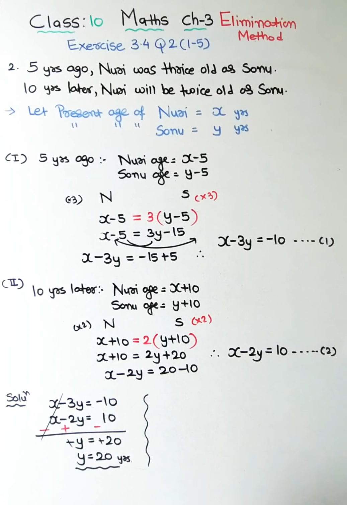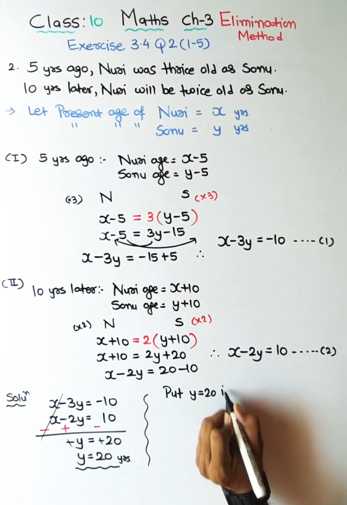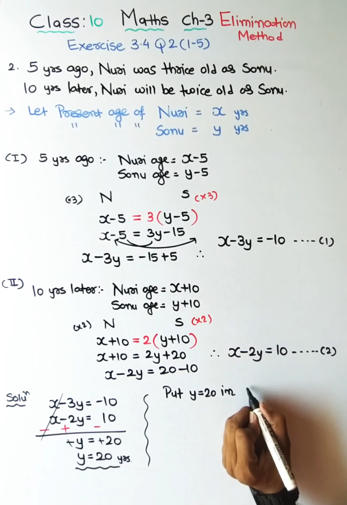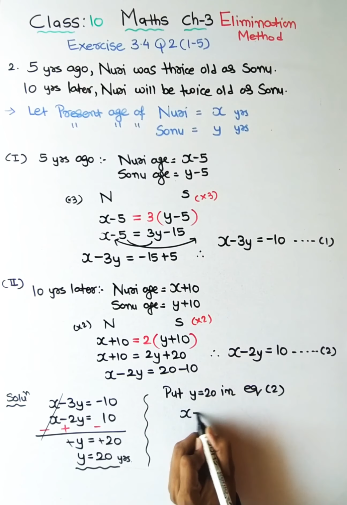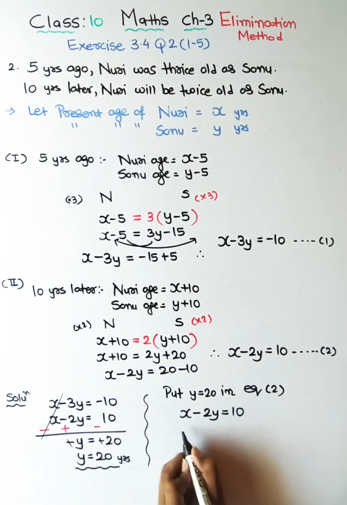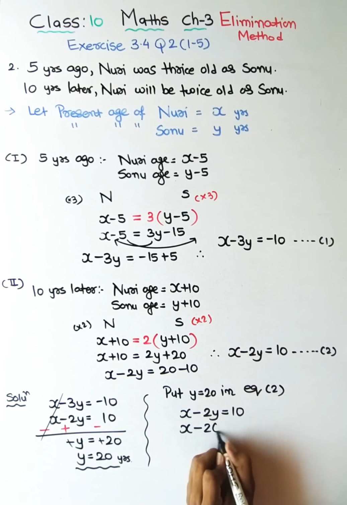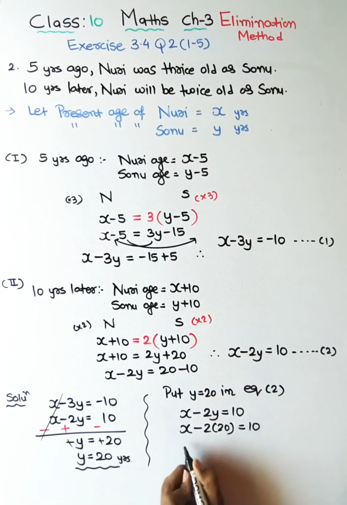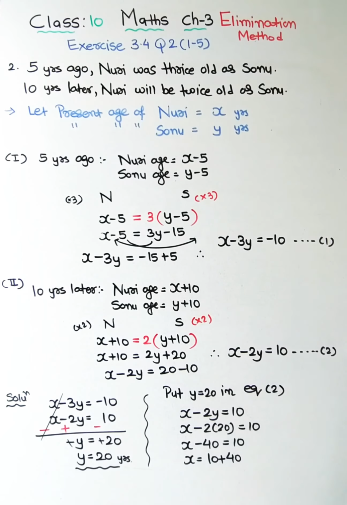Okay, now moving on to the last step. Put y equals 20 in any equation. So let us see in equation number 2. So equation 2 was x minus 2y equals 10. We put y as 20. So x minus 2 into 20 equals 10. So here we have x minus 40 equals 10. So x equals 10 plus 40. And what is 10 plus 40? x equals 50 years.